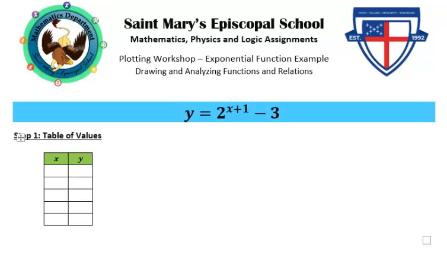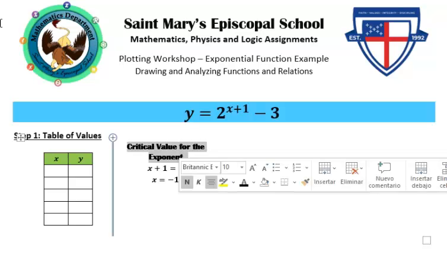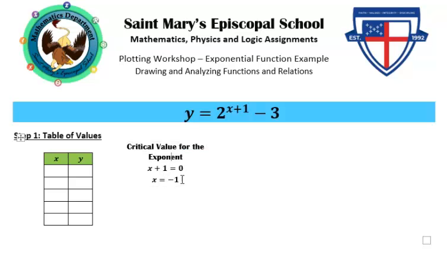First, we need to find where the exponent is going to turn 0. So we copy only the exponent and equalize it to 0, to find which x is going to make the exponent 0. If I solve that, I get x equals minus 1. This is the critical value for the exponent: x equals minus 1.